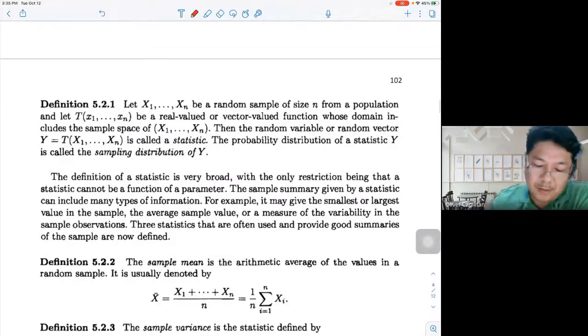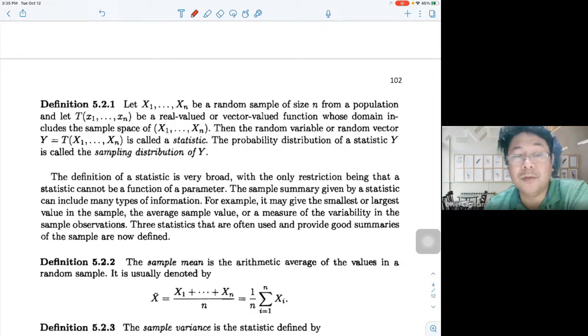Okay, so definition 5.2.1. Let X sub 1 up to X sub n be a random sample of size n from the population. And we let T of this realized value be a real-valued or vector-valued function whose domain includes the sample space of this random vector. Then the random variable or random vector Y, which is a function of T of our sample point, will be called a statistic. And the distribution of that is called the sampling distribution of Y.